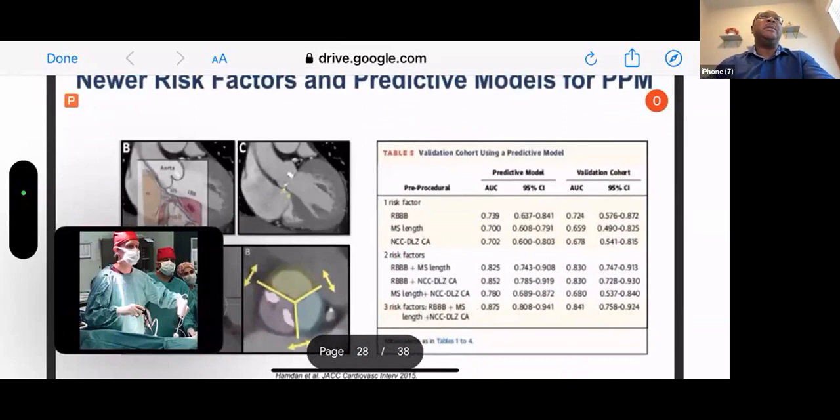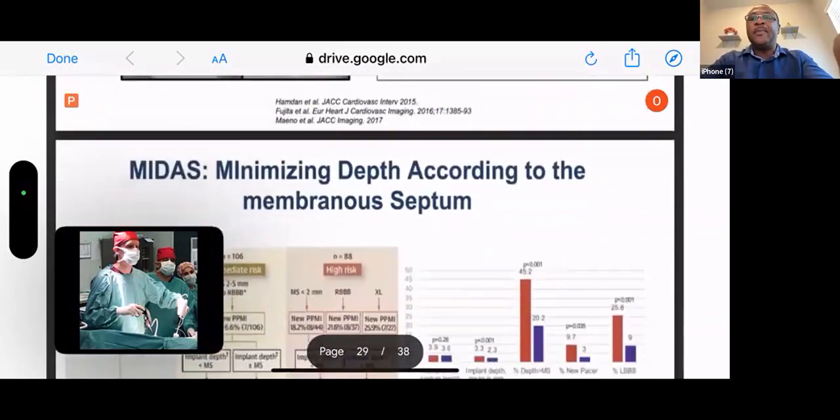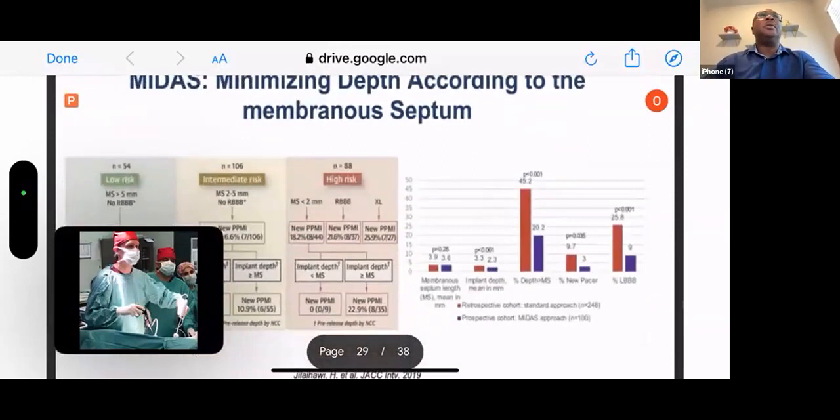I'm not going to waste much time on this slide. Just some people coming up with some cohort predictive value, or if they have a combination of right bundle branch block prior, the membranous septum length and all that. This is just a predictive model, but I'm not going to waste my time on that. All right, so the MIDAS also looked at the depth according to the membranous septum and divided them so that if they have a membranous septum that is more than 5 millimeters, they are considered low risk.